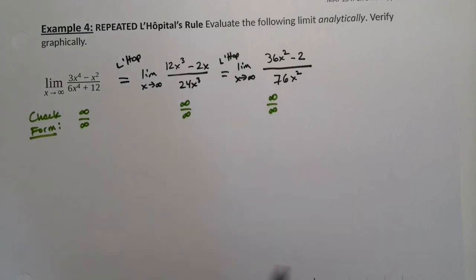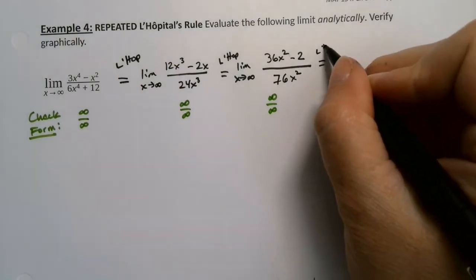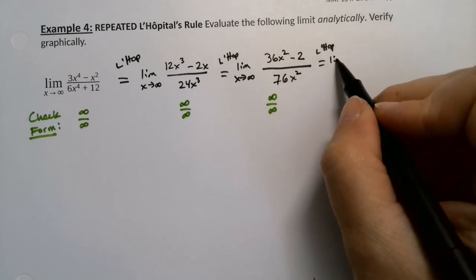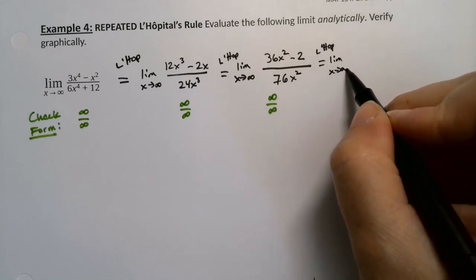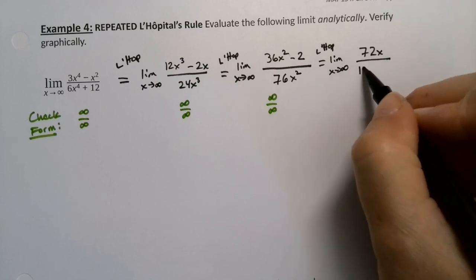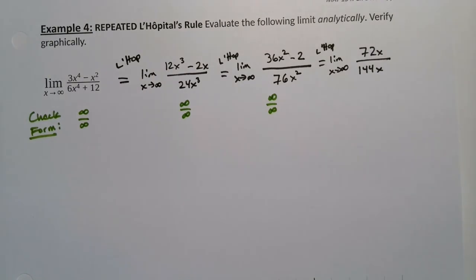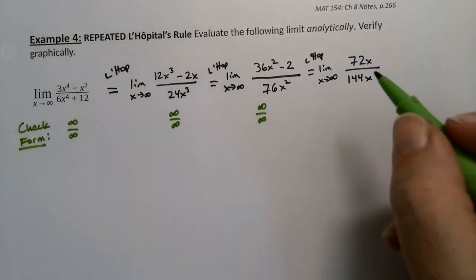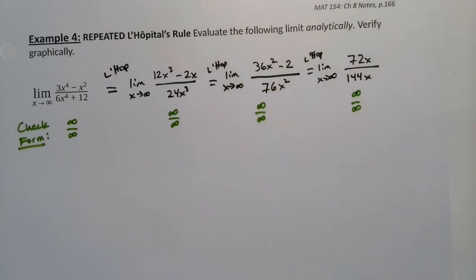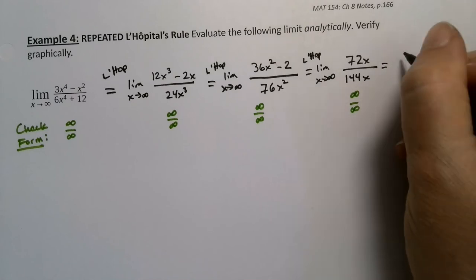So this is equal to L'Hopital's rule, the limit as x goes to infinity of 72x over 144x. That's still infinity over infinity. Now, some of you might be screaming at me in your head or at your computer, I know what this is. I know what this is.